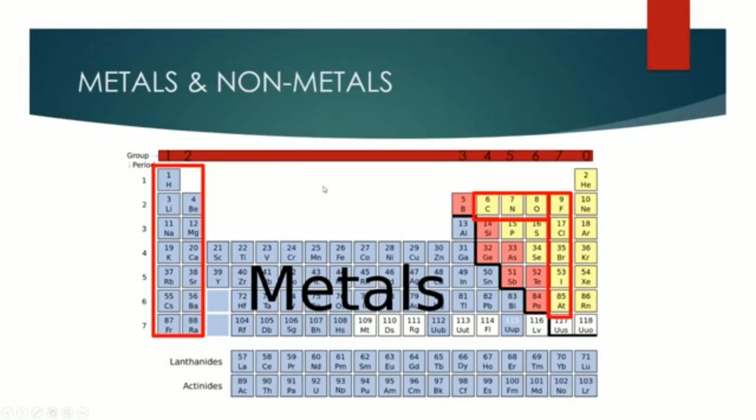Another really important thing is that you have metals and non-metals. Metals are the blue ones here, mainly towards the left hand side of the periodic table, and the yellow ones are non-metals.